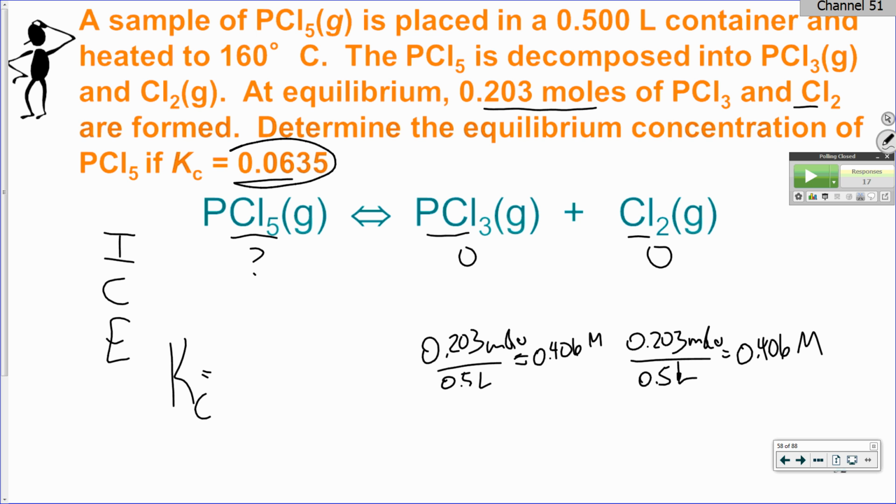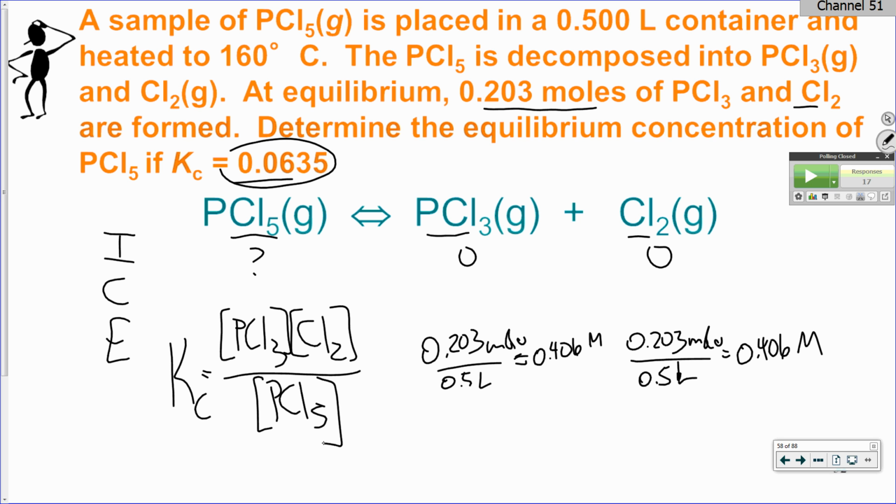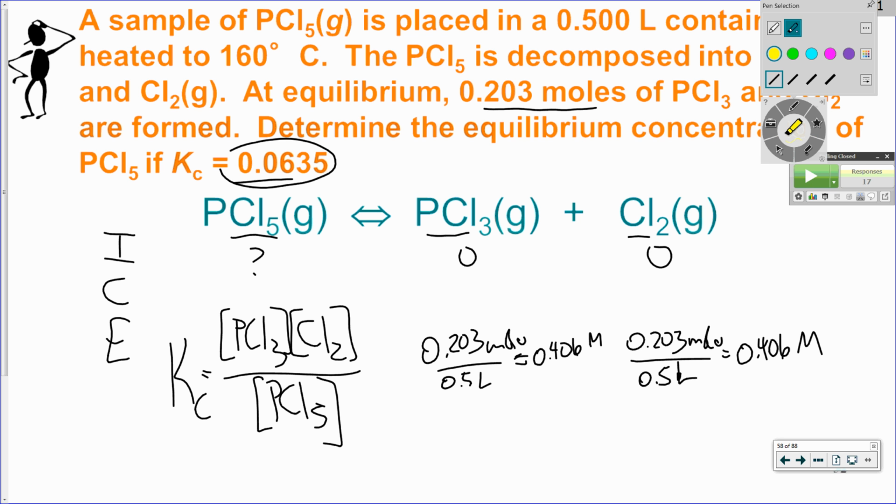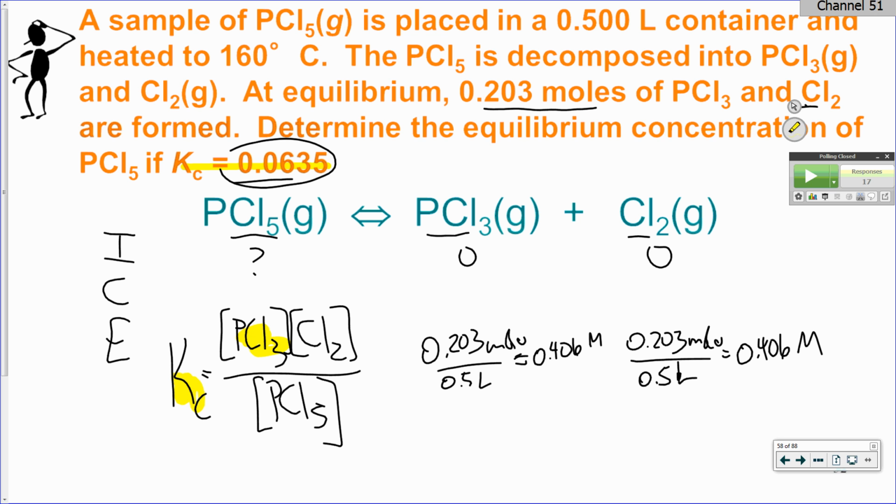So in this case, I know the K sub C expression. It's products over reactants. So it's the concentration of the PCl3 times the concentration of the Cl2 divided by the concentration of the PCl5. Now, what do I know in this? At this point, I know what K sub C is. That's given to me. I know the concentration of PCl3 at equilibrium. I've got it. Cl2 at equilibrium. I've got it. So this one's a pretty simple one.